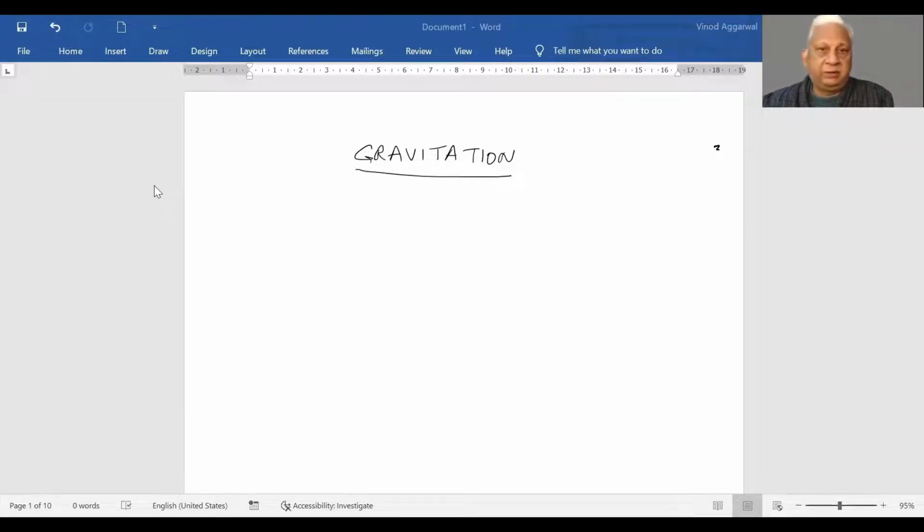Now, what is gravitation? If we take two masses, m1 and m2, which are separated by a distance r, then the force of attraction between m1 and m2 is given as the gravitational constant multiplied by the two masses, divided by the square of the distance between them.